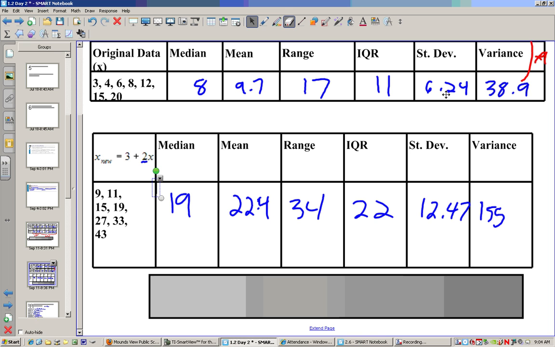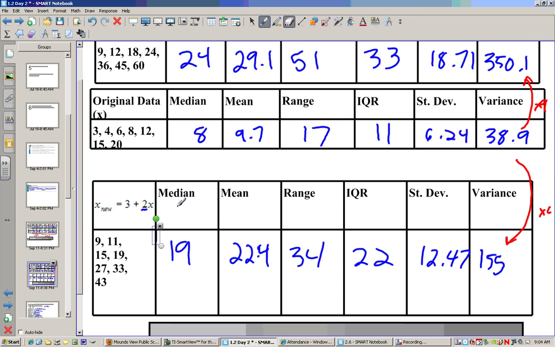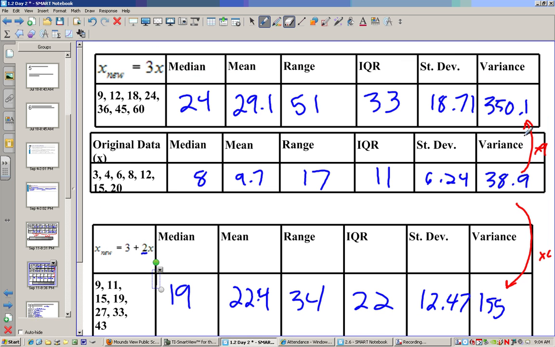Same with the IQR, same with the standard deviation. But the variance isn't multiplied by 2, the variance is multiplied by 4. What do you notice about the 2 being multiplied by 4 and the 3 being multiplied by 9? Hopefully you see that for the variance, you're multiplying by the square of the slope of your linear transformation.